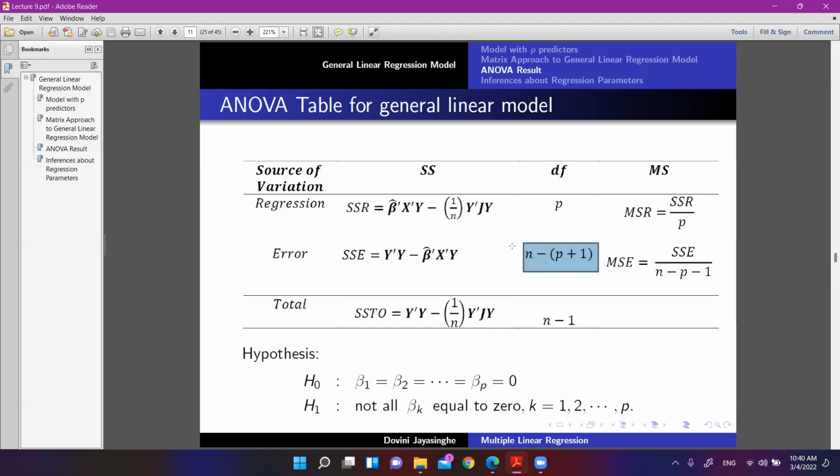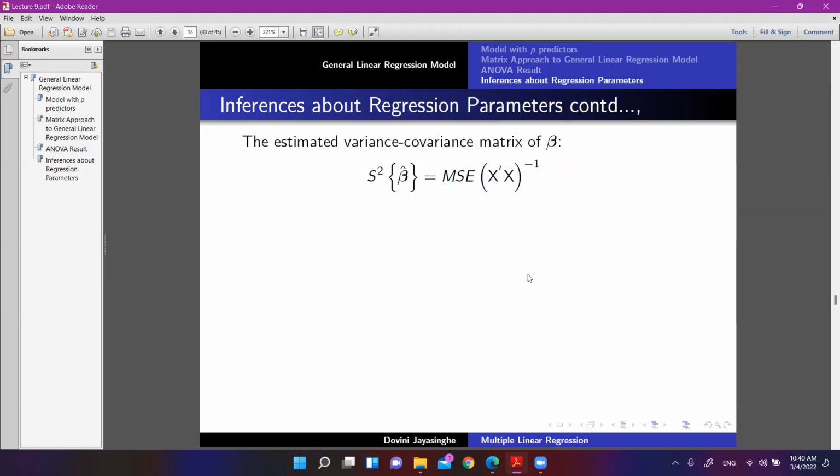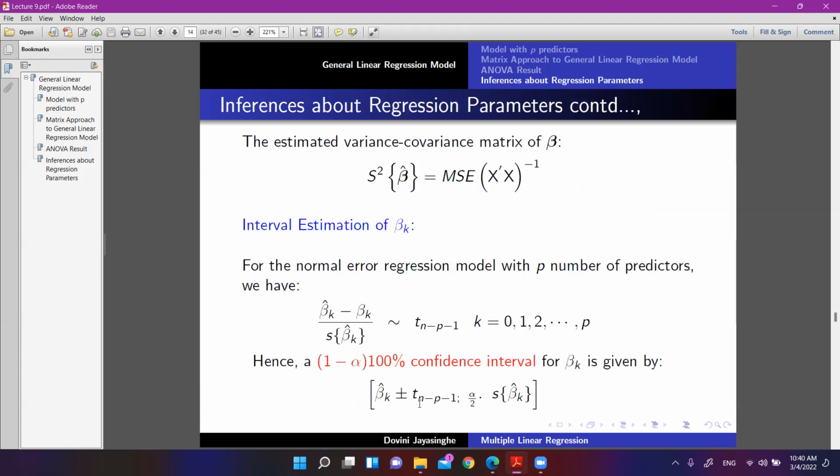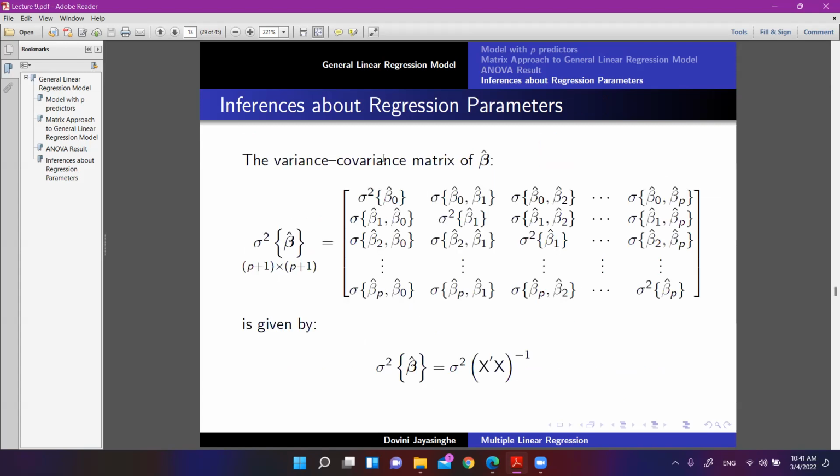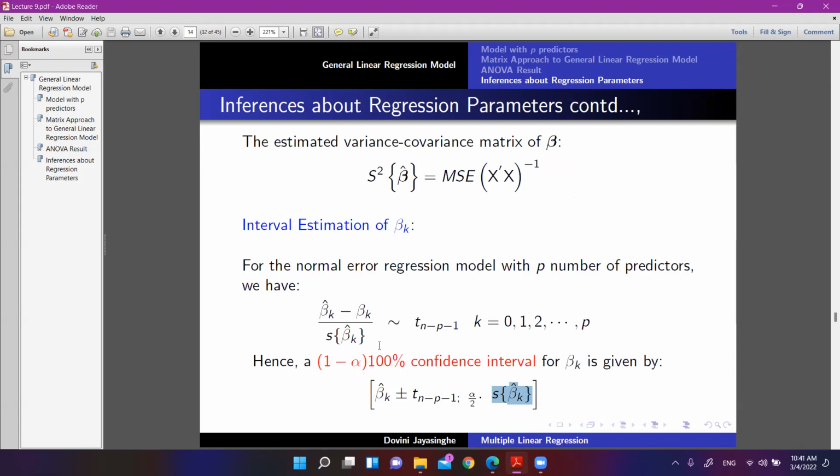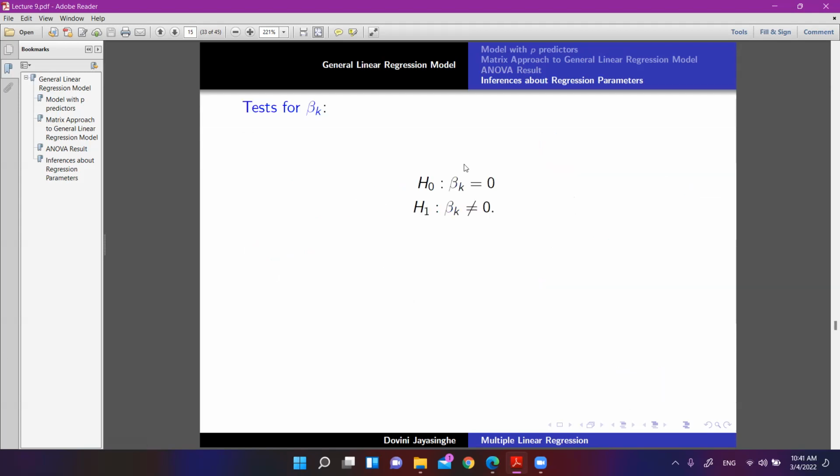Same thing, same degrees of freedom. You don't even have to remember this formula. For t, the degrees of freedom, you have to put the error degrees of freedom here. That's it. And alpha over 2, same way. This is the square root of the corresponding beta element of this, the kth beta element. Okay.